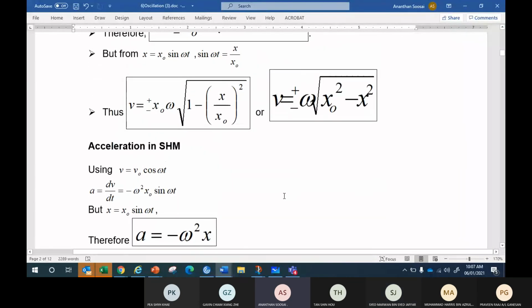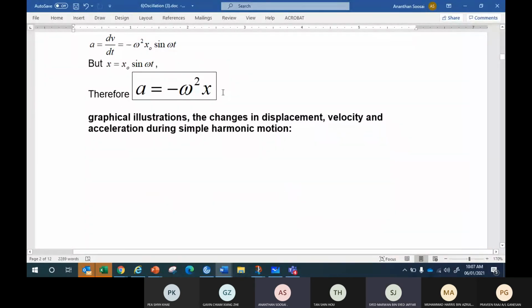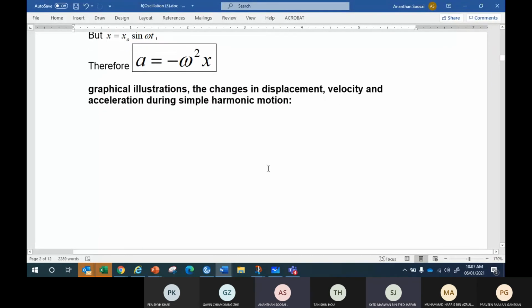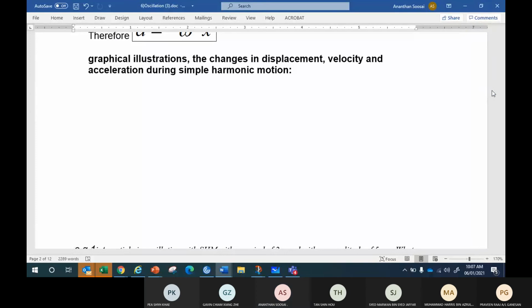Okay, so we learn about the velocity and acceleration in terms of displacement, and graphical illustration for changes of displacement, velocity, and acceleration. Okay, here you need to draw the graphs. So for x, v, and a in terms of time, I think you know how to draw. Okay, so taking x equals x naught sine omega t, v equals omega x naught cos omega t, a equals negative omega squared x naught sine omega t. So you know how the graph looks like.